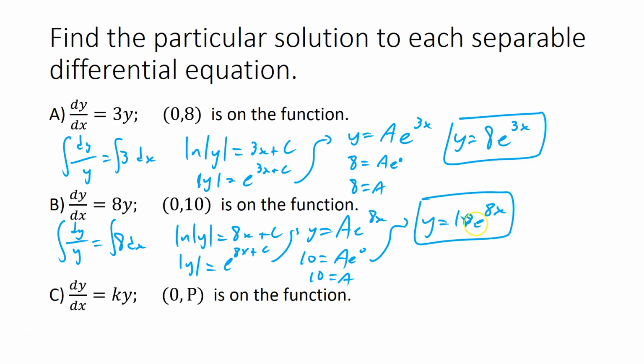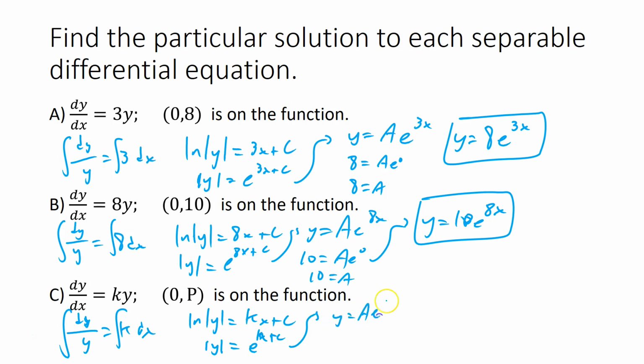Okay, notice there's kind of a pattern happening here, right? We have that principal value or the initial condition right in front, and then we have e to the kx. So this last one, we can separate it again if we want to. dy over y is equal to k dx. Integrate both sides. k is a constant, so we have natural log absolute y equals kx plus c. So we have absolute y equal to e to the kx plus c. So y is equal to a e to the kx. And P is on the function, so plug in 0, we get P equals a e to the 0, so P is a. So y is equal to P e to the kx.